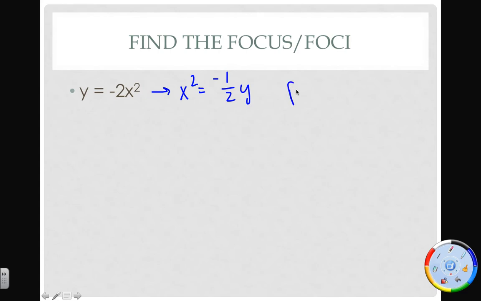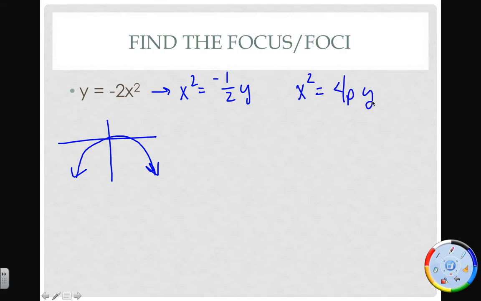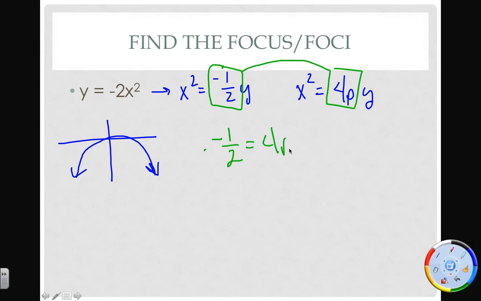So I need to find the p-value. By the way, this picture actually looks like this because I wasn't paying attention to non-standard form. This is going to look like this, and my focus is going to be down here. I know the standard equation has to be x squared equals 4py. Well, I hope you guys see that that means that this number has to equal this number. So that's pretty nice. That means -1/2 equals 4p.